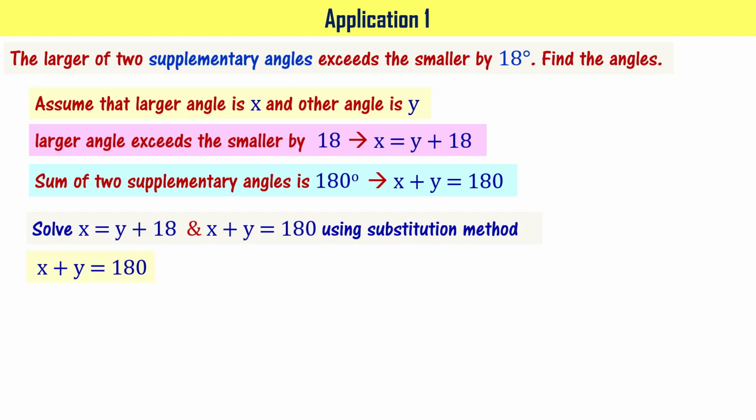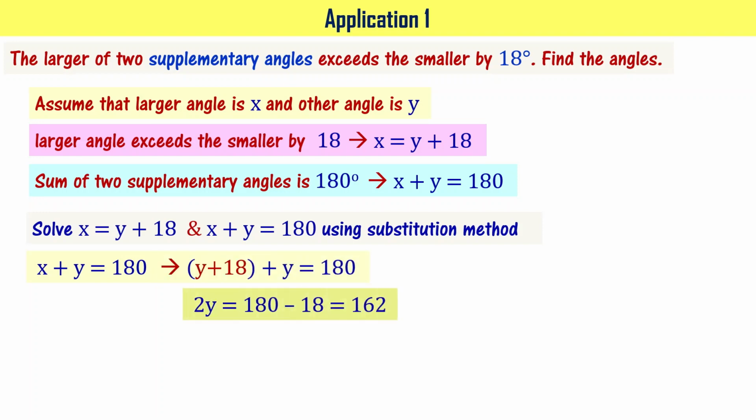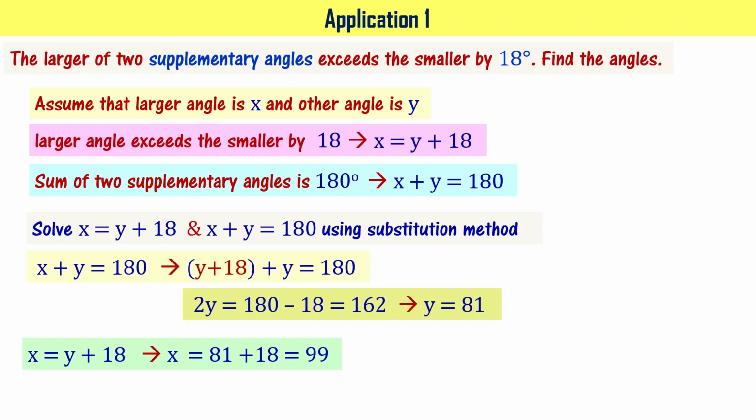x plus y equal to 180 degrees. In this, let's substitute x equal to y plus 18 and simplify, such that you get 2y equal to 162. It means y equal to 81, right? Let's now substitute y equal to 81 into one of the equations, that is x equal to y plus 18. When you substitute y equal to 81 into this equation, you get x equal to 99, right? So now we can say that 99 degrees and 81 degrees are the supplementary angles we are looking for.